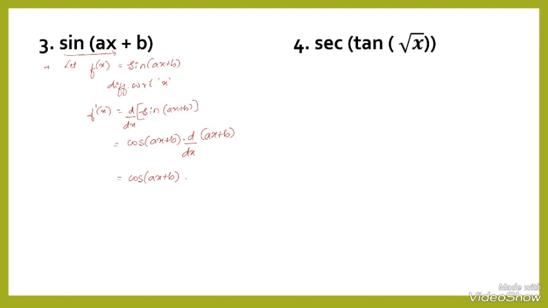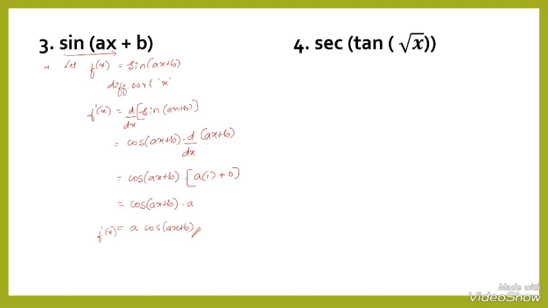A will be the constant value, differentiation of x will be 1, and b is the constant, differentiation of constant is 0. Okay, I will take on here cos of ax plus b into a into 1, a. That's why the result is a into cos of ax plus b. F dash of x is equals to a into cos of ax plus b. This is the solution of the given problem.